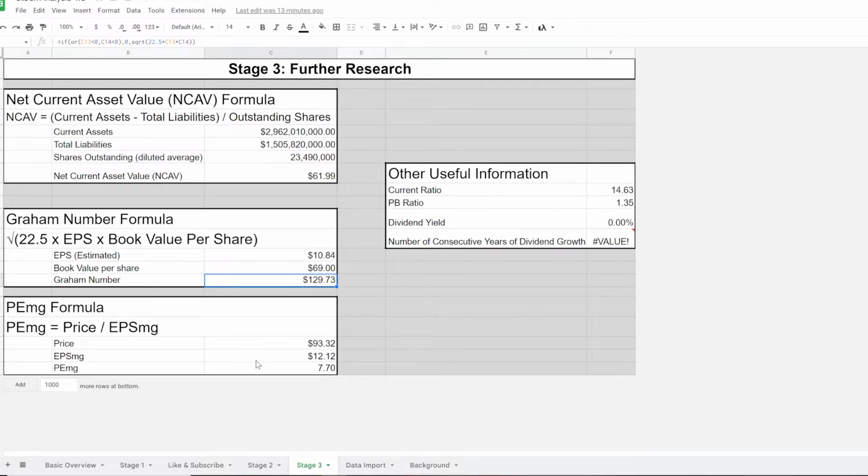The PE ratio, the price to earnings, is 7.7. The current ratio is 14.63. The price to book is 1.35. And again, the dividend yield is 0, and it has not had any dividend growth because it doesn't pay a dividend.